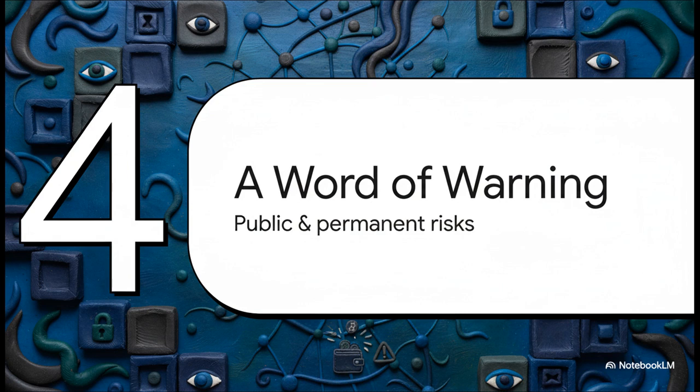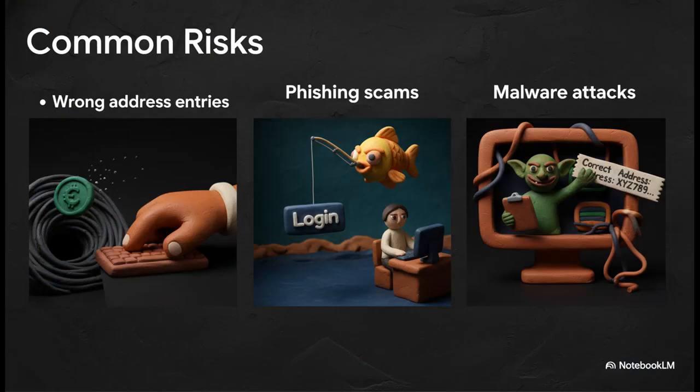Okay, and now we need to get really serious for a minute. Section 4 is a big word of warning. We have to talk about the fact that the blockchain is public and permanent, because with all this power comes some major responsibility. There are some very real dangers you have to watch out for. I mean, the simplest one is just mistyping an address. One single wrong character and poof, your money's gone forever.